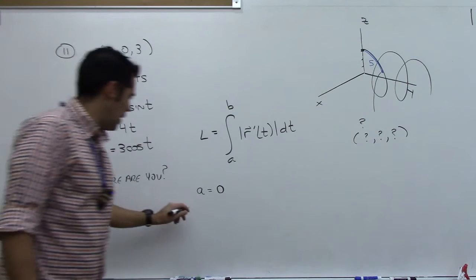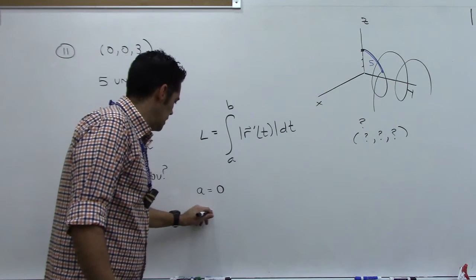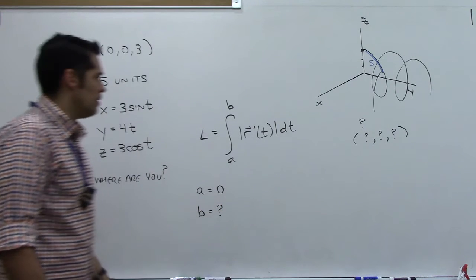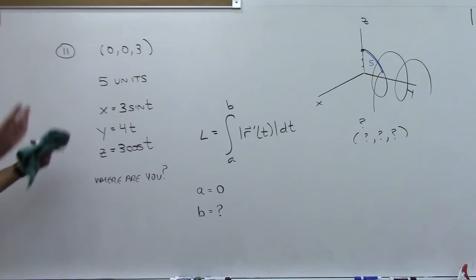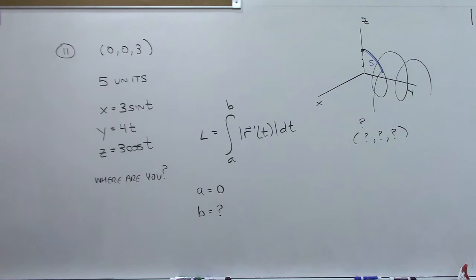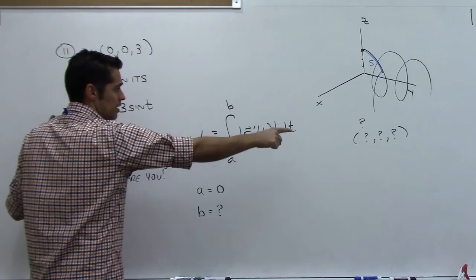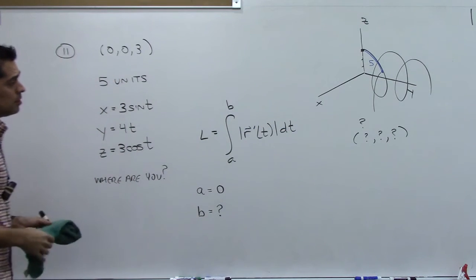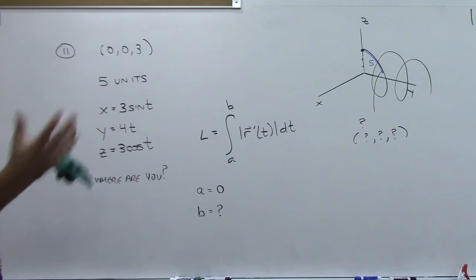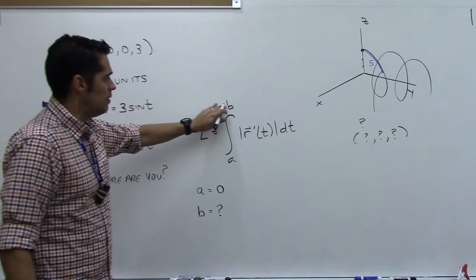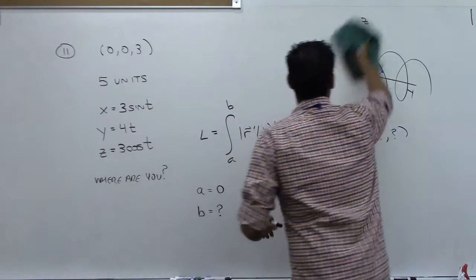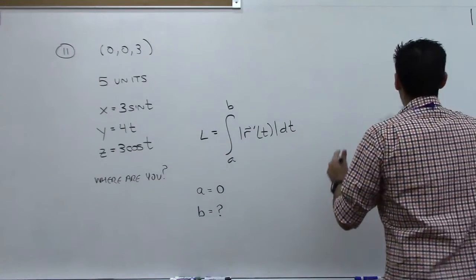But the question is, where does it stop? That's what the question's asking for: what point do you stop at? The point I stop at coincides to some point in time, which is the b. So I'm going to have to set everything up, except I'm going to wind up solving for that variable. So let me go ahead and get the groundwork taken care of here.